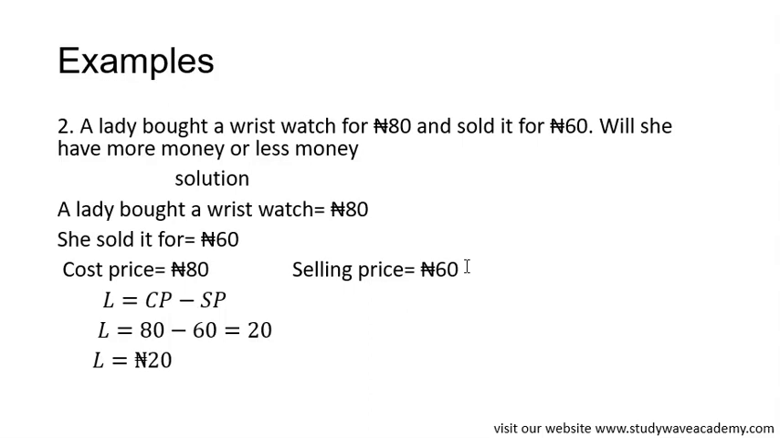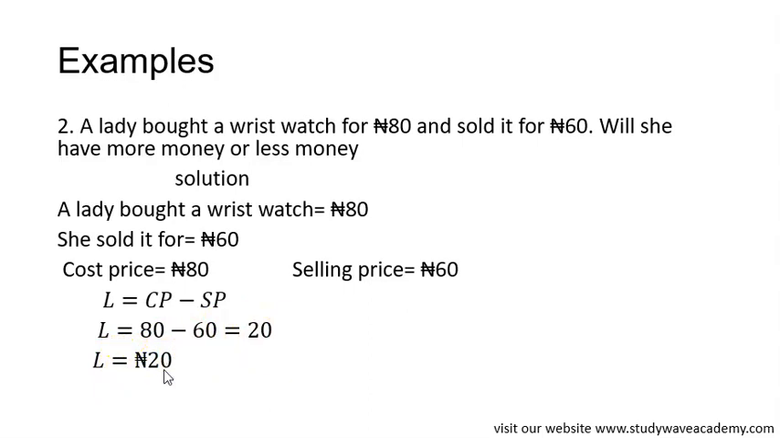Do you understand? So which is higher, the cost price or the selling price? The cost price is higher, right? So it's a loss. She didn't gain because the cost price is higher than the selling price. Do you understand? So we're going to be using the loss formula. L equals CP minus SP. Loss equals cost price minus selling price. So the cost price is 80 naira and the selling price is 60 naira. So 80 minus 60 will give us 20. So the loss is 20 naira.